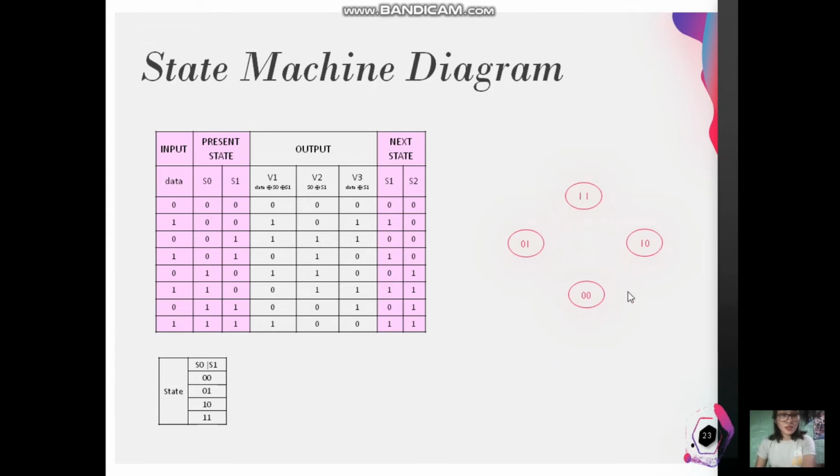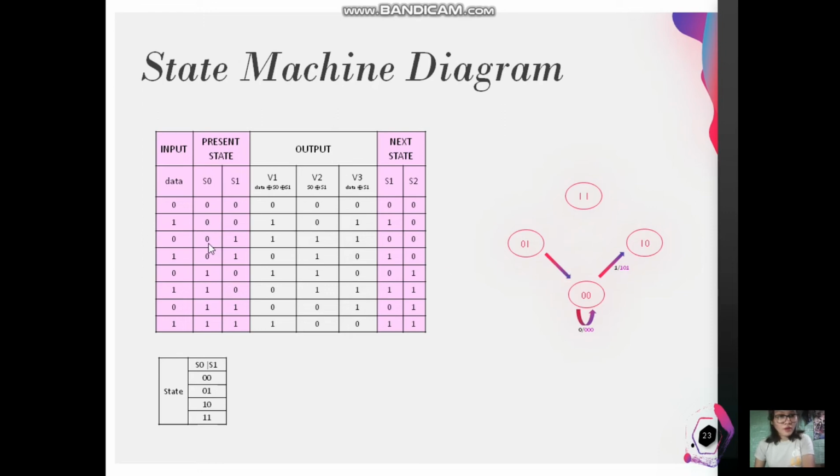So let's start with state 0, 0. If the input data 0 arrives, then the next state will still be 0. So the arrow will be pointing to itself with the condition that if the input data is 0, the corresponding output will be 0, 0, 0. Next, in the present state 0, 0, if the input data 1 arrives, it will transition to 1, 0, with the condition that if the input data is 1, the corresponding output will be 1, 0, 1.